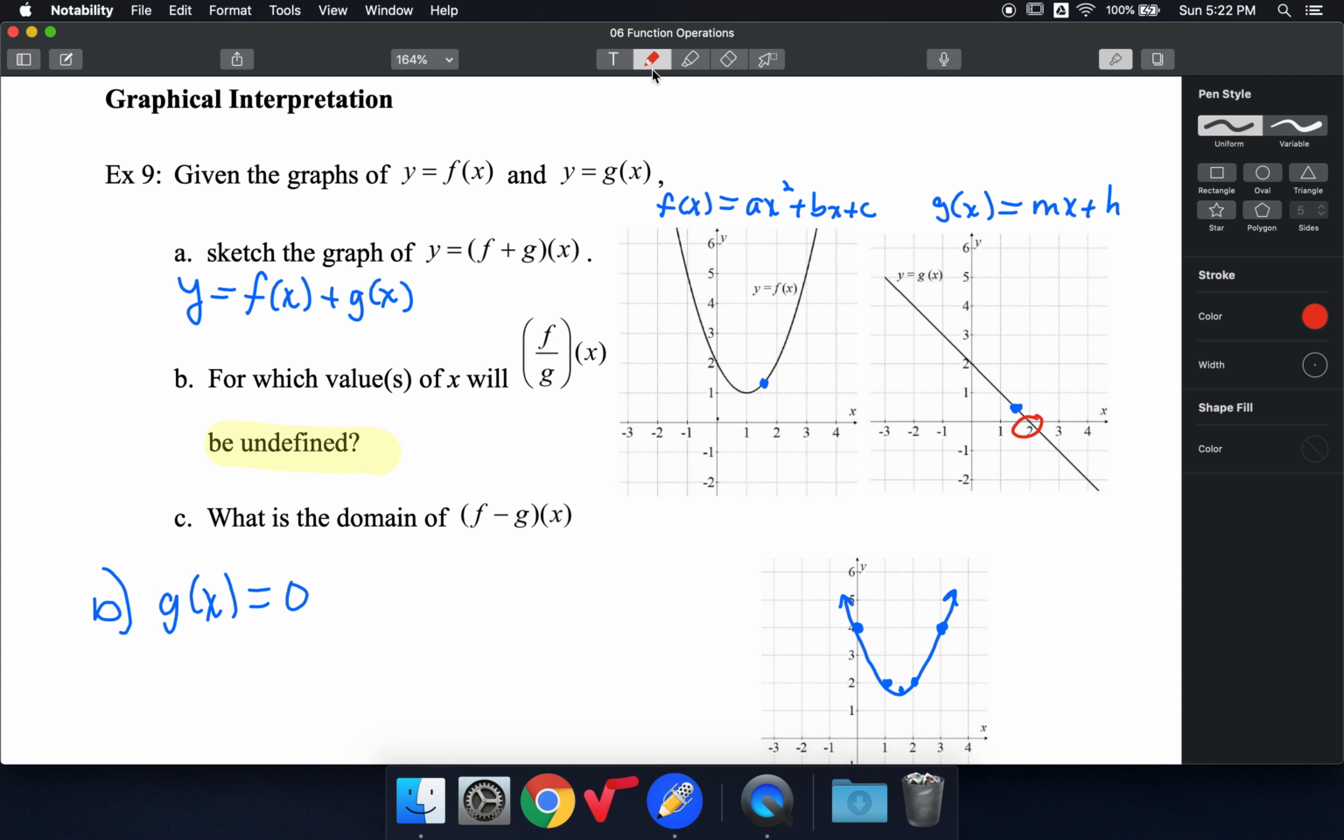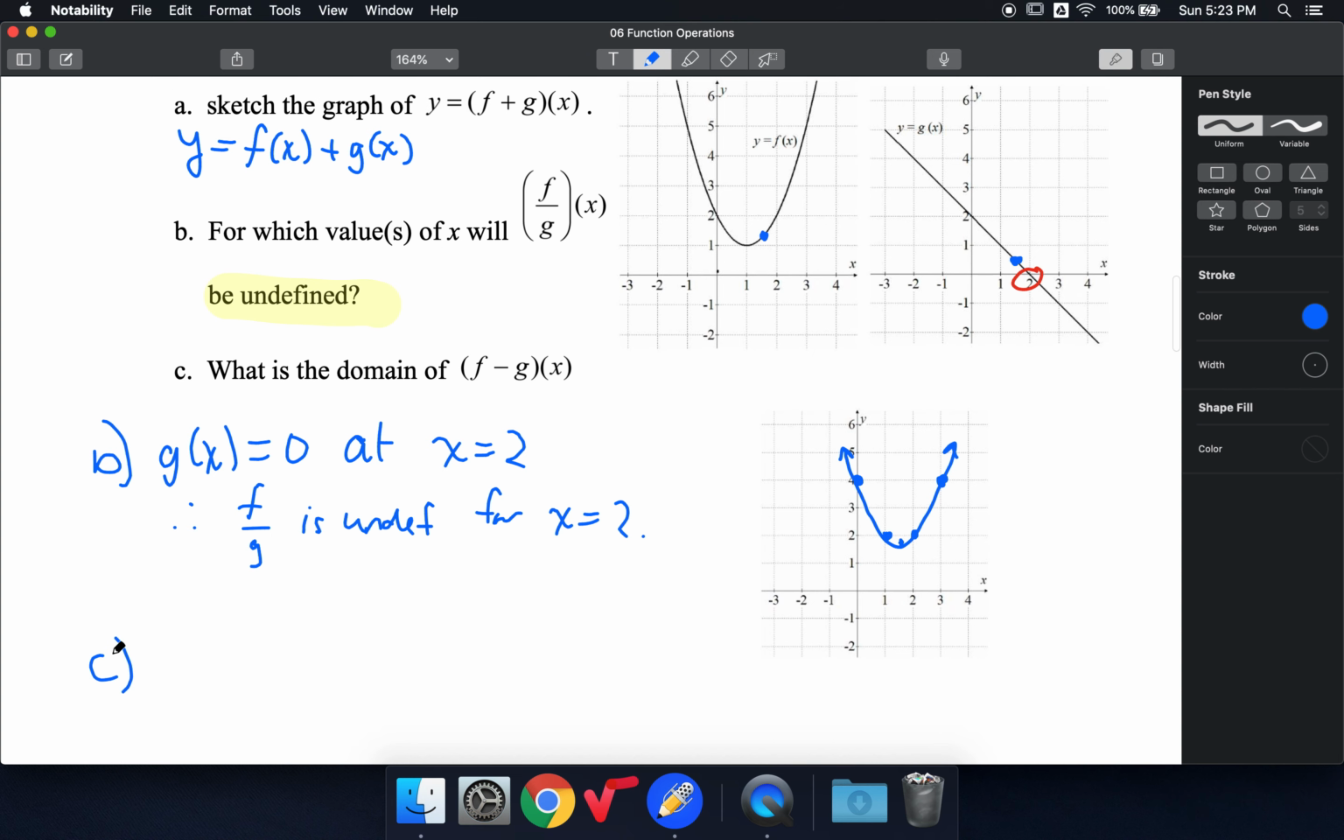So f over g is undefined at x equals 2. All right, I'm able to put in all reals as my domain, so my domain is going to be x is an element of reals.